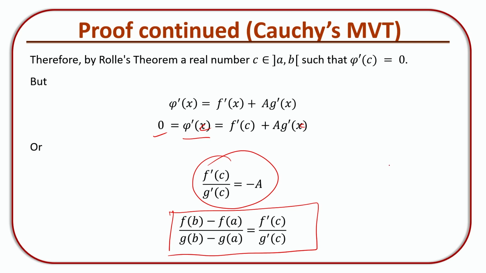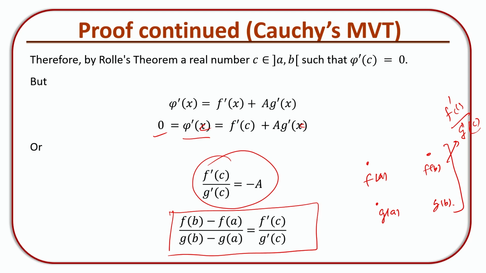That means the difference between the end points f(A) and f(B), and similarly g(A) and g(B), leads to the ratio between their slopes at some point. That is the Cauchy mean value theorem.